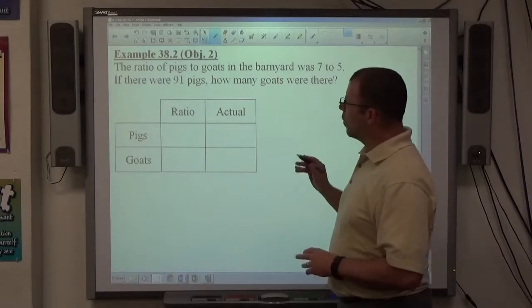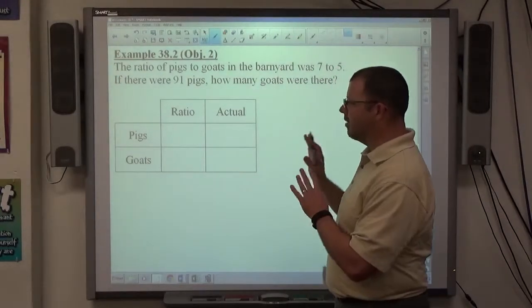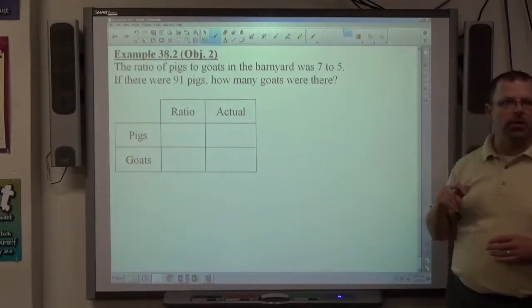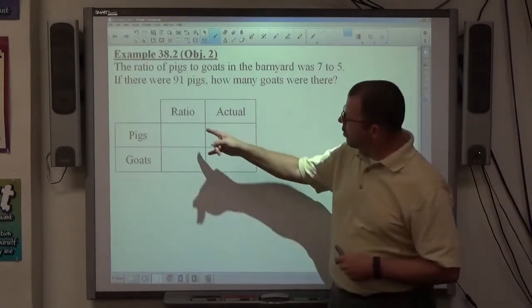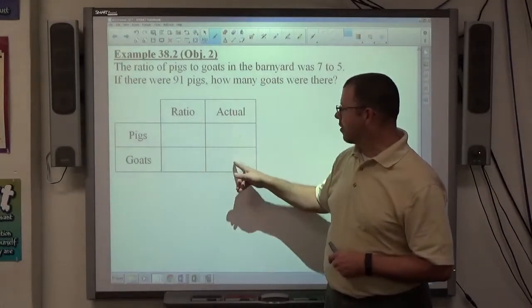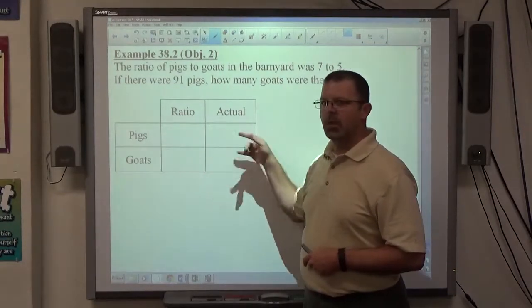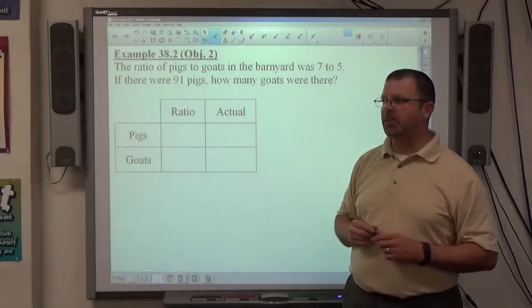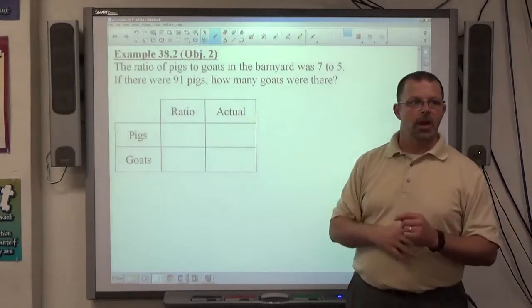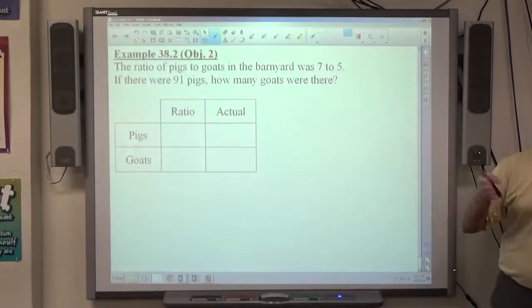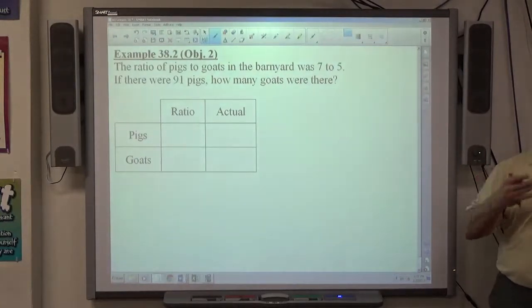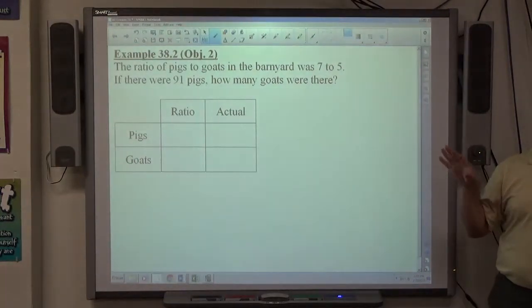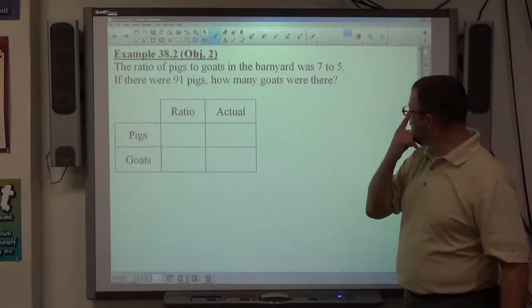So when you deal with ratio problems and they give you specific numbers, this is the easiest way to do it, using a nice little organizational chart like I have here. I want two columns, a ratio column and an actual number of things column, and I want two rows representing, in this case, pigs and goats, the barnyard animals. Ratio problems also extend into chemistry. If we're mixing several different chemicals to make up some compound, that's a ratio problem. So there are different applications of this.